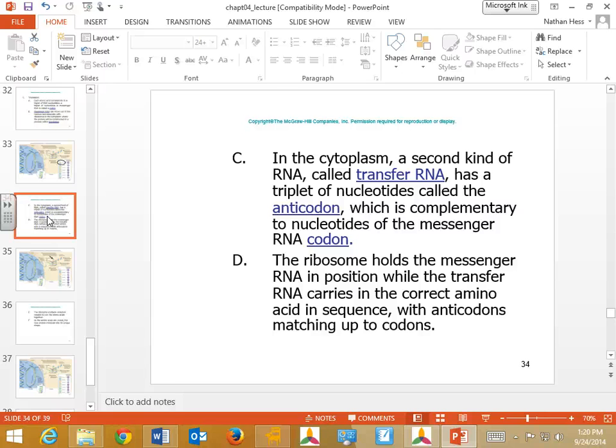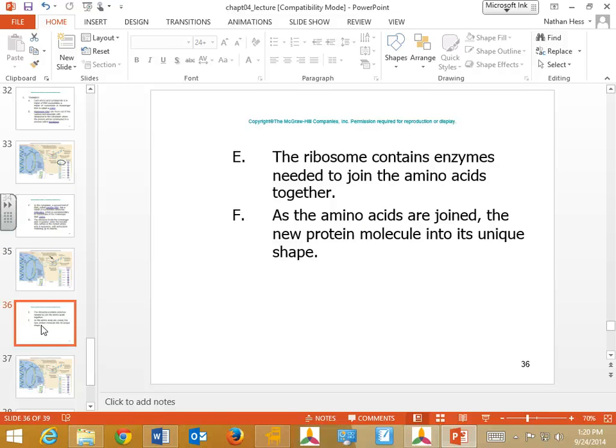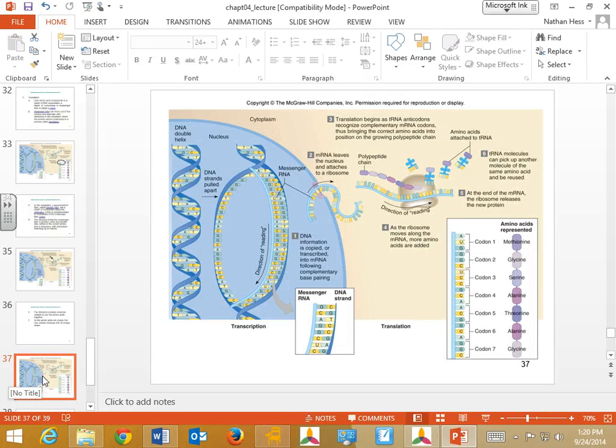Are you with me so far? I hope this is pretty straightforward for you. The ribosomes contain enzymes that join those amino acids together to make this chain, this polypeptide chain, right? And as I continue to join them, at the end you get this lovely polypeptide chain, which we know as a protein, right?